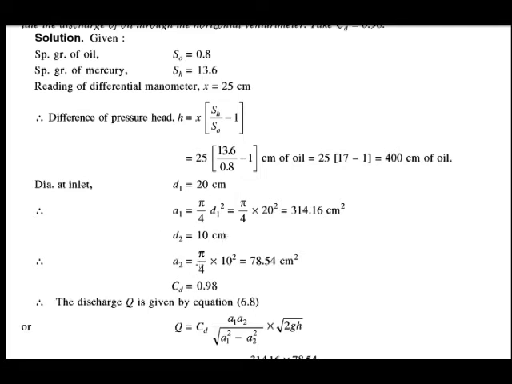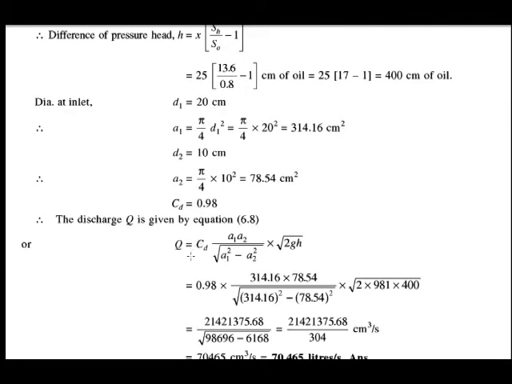Okay, then calculate the area: pi by 4 d2 square means pi by 4 into 10 square, which is equal to 78.54 centimeter square. Okay, so up to here we have calculated the values of A1, A2 and also the difference in the pressure head. So now put all these values into the equation of the discharge.